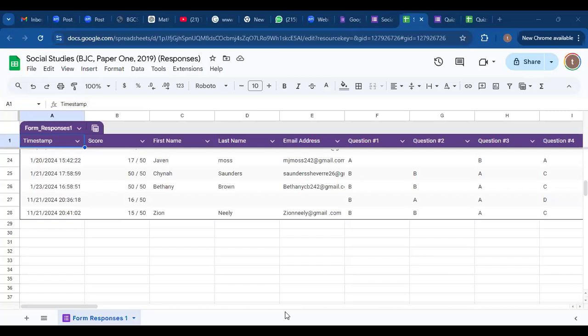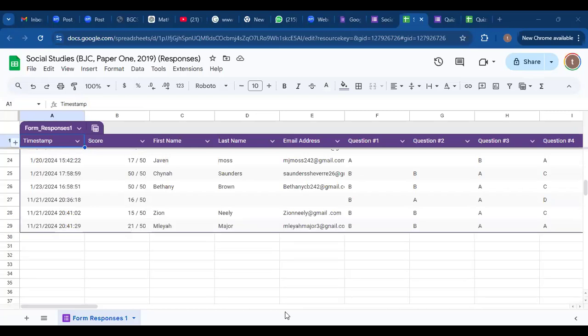I had to start over. What you got? I wasn't finished because my phone was glitching. Okay. Zion Neely, can you hear me? Where's Zion? Zion, you have to redo your quiz.